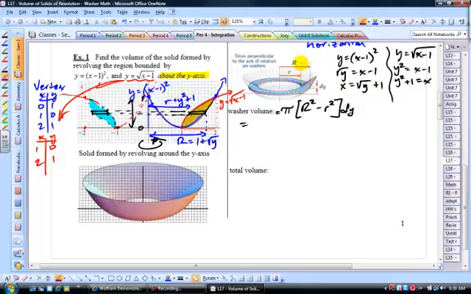So little r, the inner radius here, once again, is going to be y squared plus 1. Okay, so this distance here is y squared plus 1. Whatever that x value is on the x-axis here, it's y squared plus 1. And the big radius here, the outer radius, is going to be 1 plus root y.